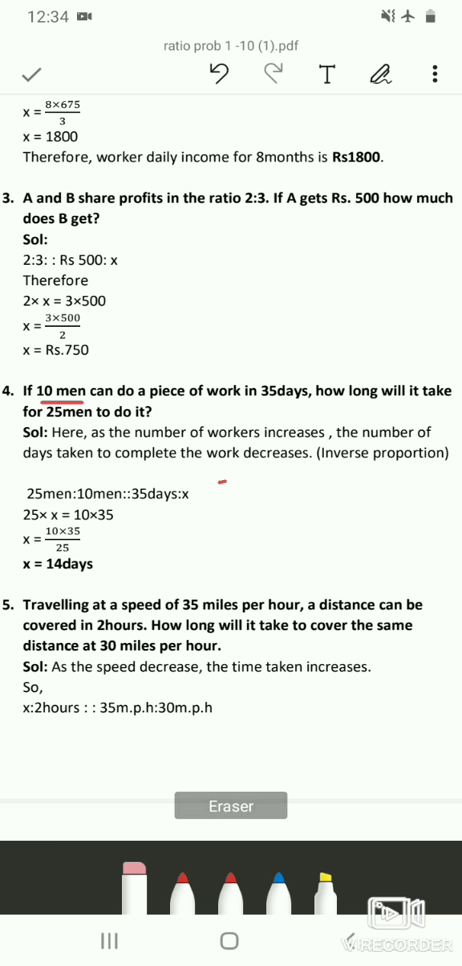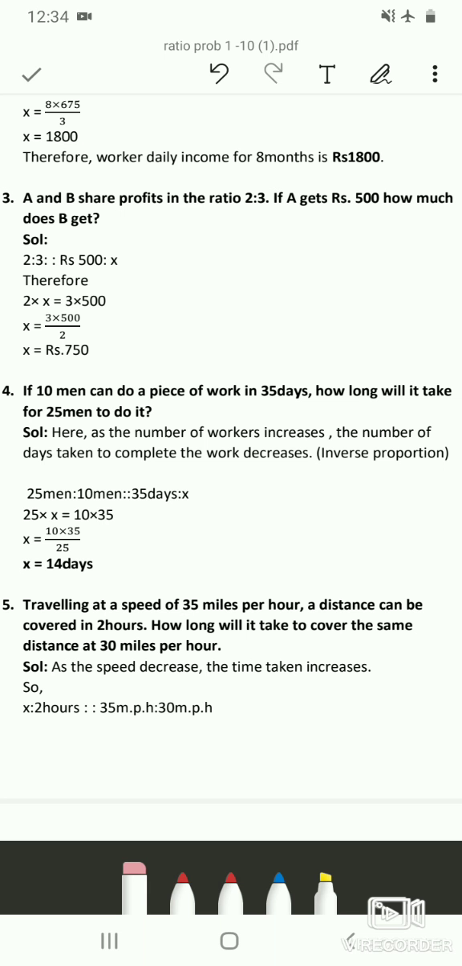So once you write it in the proportion, here the first ratio is of number of men and the second ratio is for number of days. So 25 men is to 10 men as 35 days is to x. Again, using the concept of means and extremes, taking the product and equating, 25 into x is equal to 10 into 35. Therefore x is equal to 10 into 35 upon 25. Simplify and you will get x as 14 days. So 25 men can complete the piece of work in 14 days.